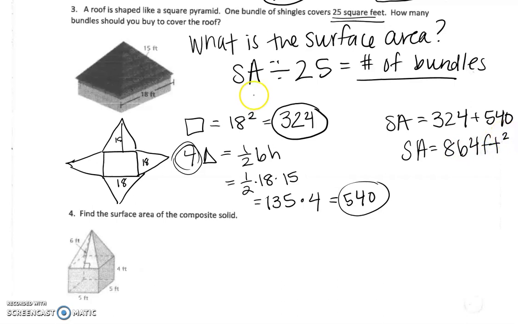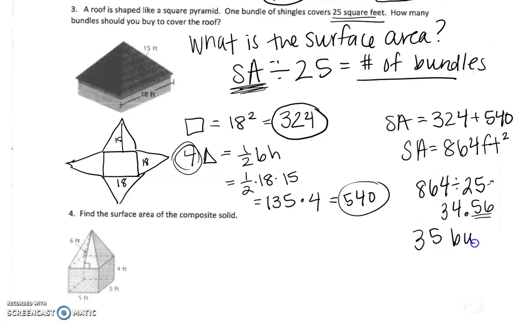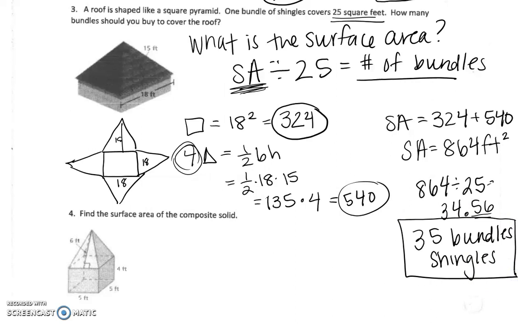Now remember, we're not done. That's my surface area, so that's this part right here. Now we need to divide 864 by 25. And 864 divided by 25 is 34.56. Now you probably can't buy 0.56 of a bundle, so we need to round it up and call this 35 bundles of, what are we buying? Shingles. Multi-step problem right there. We just got to follow the directions and follow each part.